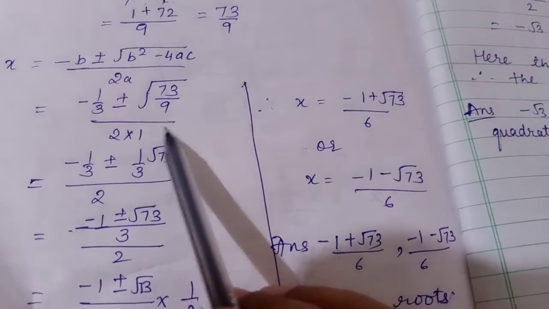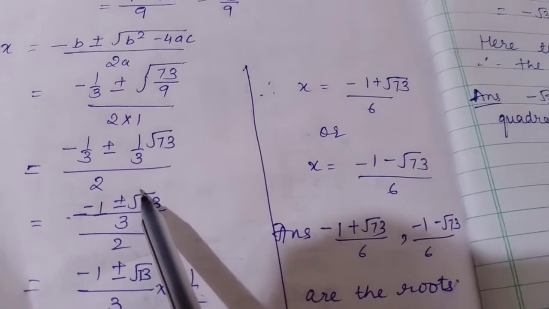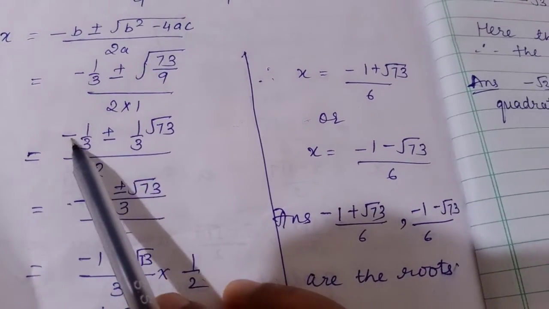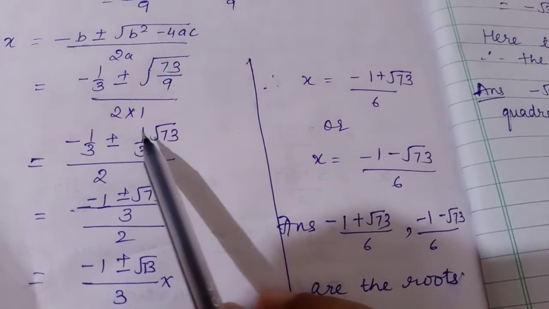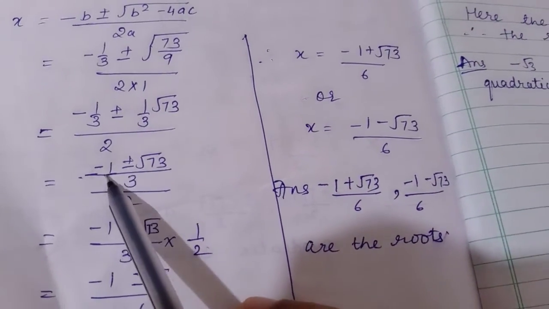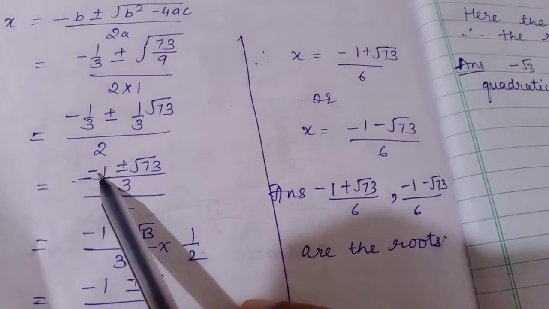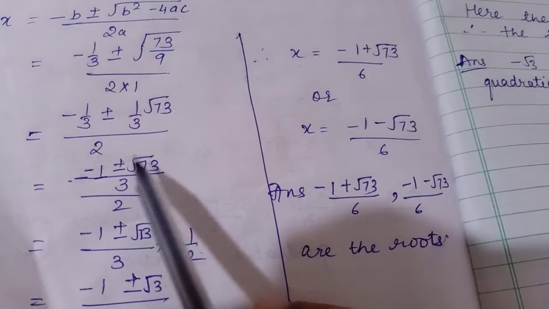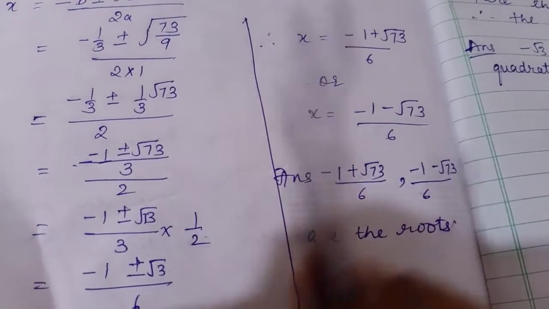As we know the value of root 9 is 3, so that's why we will write it as minus 1 upon 3 plus minus 1 upon 3 root 73. So now taking the LCM, we'll get 3 as common, and then minus 1 plus minus root 73, and this will be divided by 2.